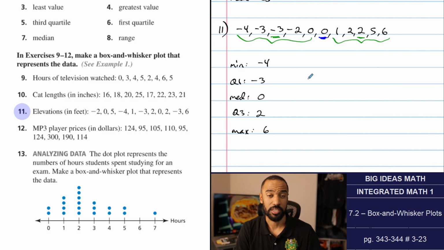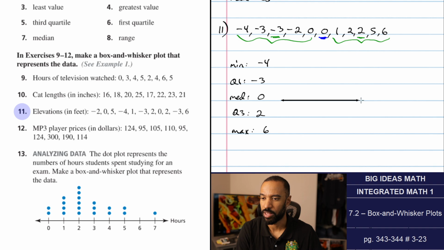By the way, you might ask at some point, is it possible for the Q1 and the median and something like that to be the same value? Absolutely it is. And I'm sure we're going to run into that at some point. But it is very possible for that to happen.